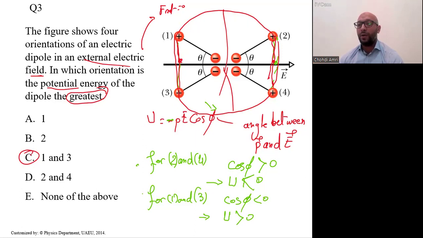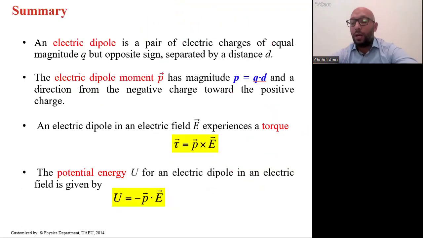Thank you so much. This is our lecture on the electric dipole. As a summary, an electric dipole is a pair of electric charges of equal magnitude and opposite sign separated by distance d. The electric dipole moment is a vector p with magnitude q multiplied by d, pointing from the negative toward the positive charge. An electric dipole in the presence of an external electric field experiences a torque equal to P cross E, and the potential energy of the electric dipole in the presence of an electric field is given by minus P dot E. Thank you so much, and see you in chapter 22.